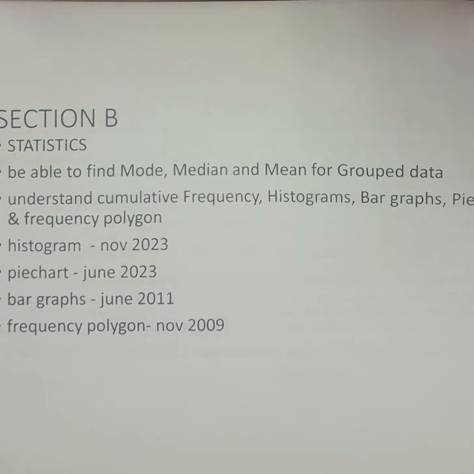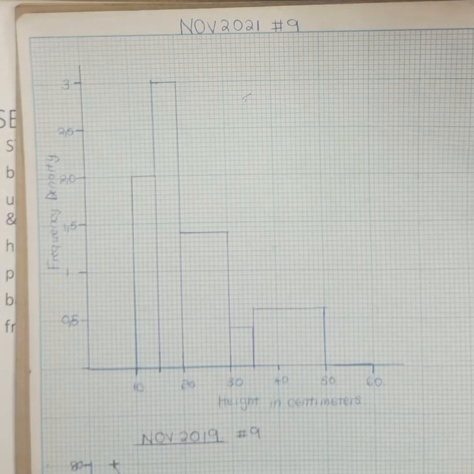Since in June 2024, there was a question on cumulative frequency, for your November 2024 you need to expect either histograms or pie charts. There is a low probability that you can see a question on a bar graph or frequency polygon, but the high probability is on histograms and pie charts. So this was a histogram question that was in November 2021.